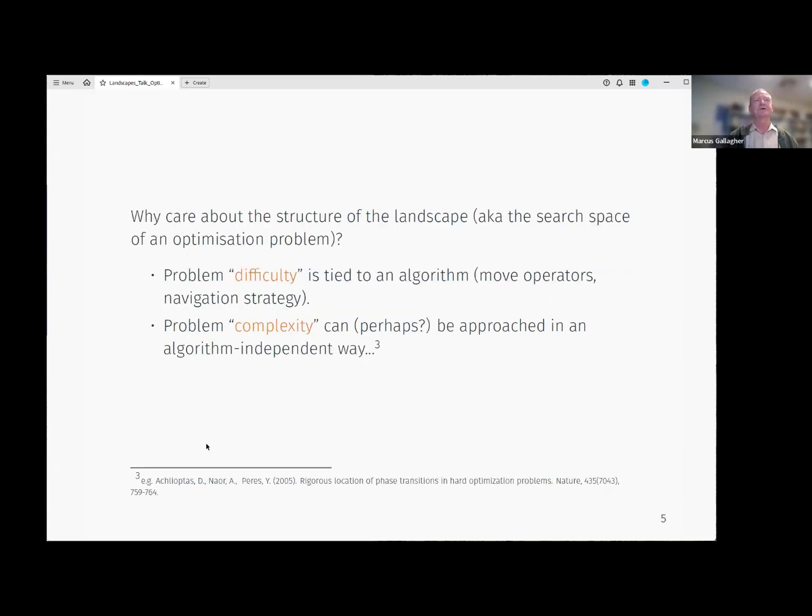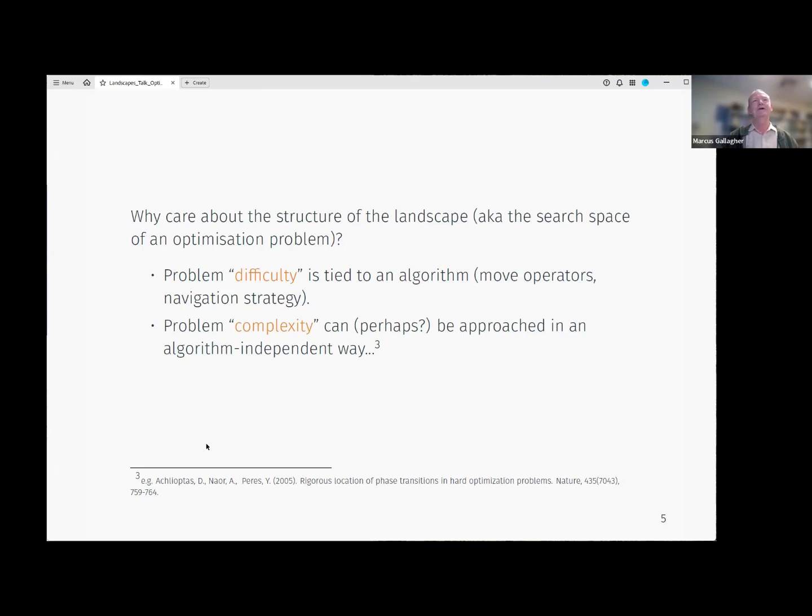Yes. So why would someone care about the structure of the landscape? Well, I think there's two general things that could motivate people in this area. You could think about problem difficulty, because it's quite a general thing in optimization that we care about which algorithms perform well for which types of problems, so that we can use an algorithm that's likely to give us good results for a given problem.